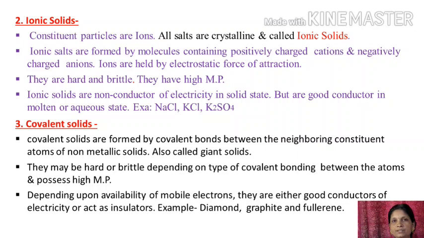Now let us discuss the third type, covalent solid. Covalent solids are formed by covalent bonds between the neighboring constituent atoms of non-metallic solids. These are also called giant solids. They possess high melting point. They may be hard or brittle depending upon the type of covalent bonding between the atoms. Depending upon the availability of mobile electrons, they are either good conductors of electricity or may act as insulators. For example, diamond, graphite, fullerene.